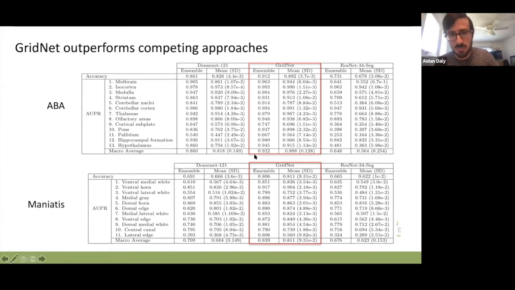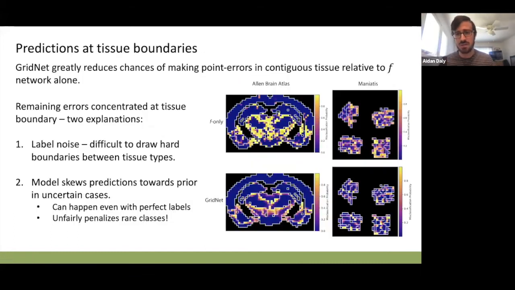We did notice that a couple classes had a noticeably lower AUPR. In the Allen Brain Atlas, the cortical subplate; in the Maniatis data set, things like the lateral central canal, that was a doozy, and the lateral edge. And we found, going on to the next slide, that the problems that GridNet still has might be hard or kind of impossible to solve. We're reasonably confident that GridNet's doing about as well as we can on these tissues.